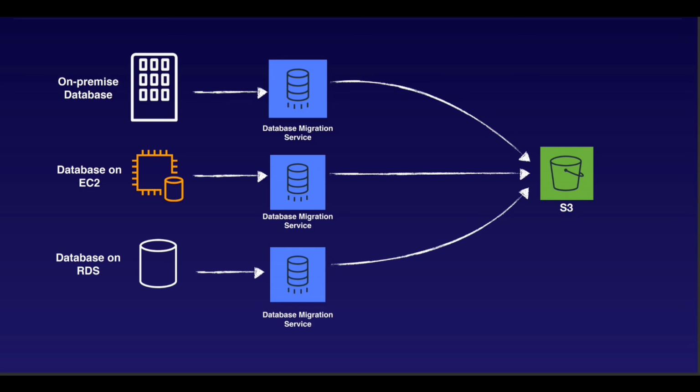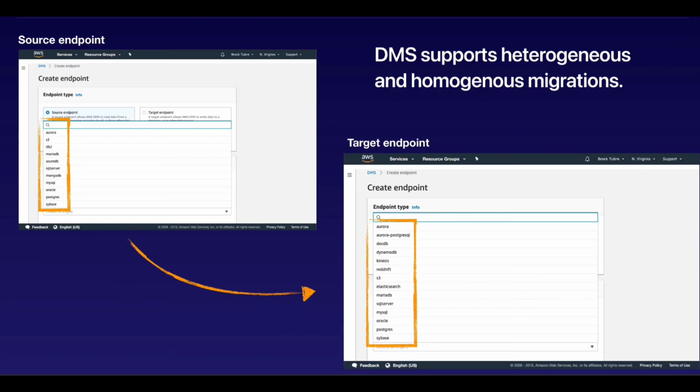Now, DMS doesn't support really any transformation other than possibly a column name change or something along those lines. But traditionally, you wouldn't use this as a transformation tool. What you can do is set up a source endpoint for any of these types of sources and have the data output on any of the target endpoints. And as mentioned earlier, it supports heterogeneous and homogeneous migration. So DMS is a pretty great tool for relational databases, but it also allows you to output your data onto S3 if needed.